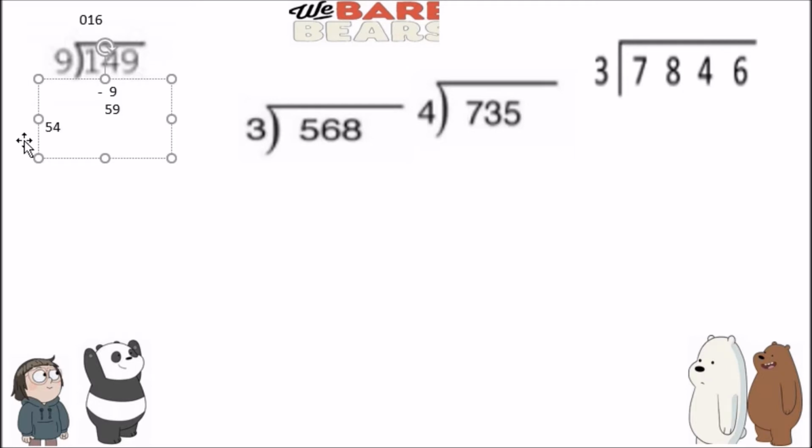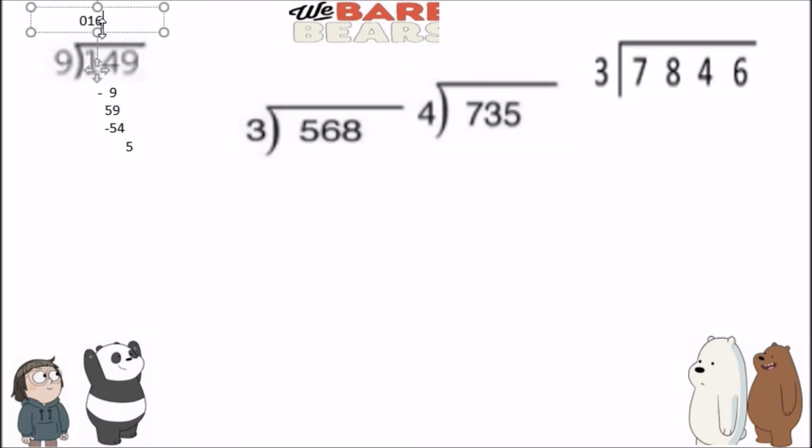Okay, let's just keep going. Then you do 59 minus 54, which is 5, and that will be your remainder over here. So you put R5. That's basically what you do.